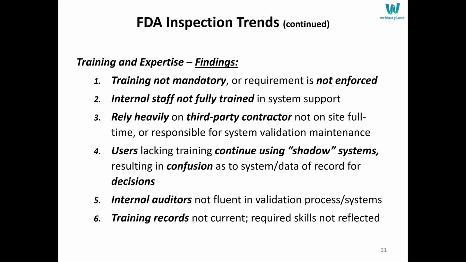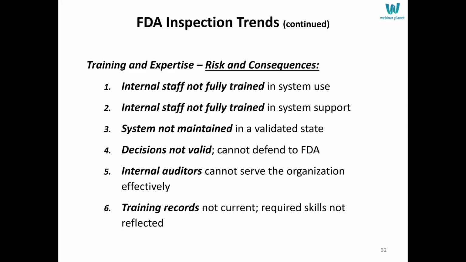Training records not current, not reflecting skills required for a user to be authorized to perform a role. The risk and consequences, internal staff not fully trained in how to use the system because not enough people came to the training. Internal staff who are supporting the system in a validated state, not fully trained. System not maintained in a validated state. Decisions may be invalidated because you can't defend them to FDA based on what records you have. Internal auditors and quality, not able to serve the organization effectively if they don't understand validation. And training records not current, not including the required skills to qualify them to perform a role.